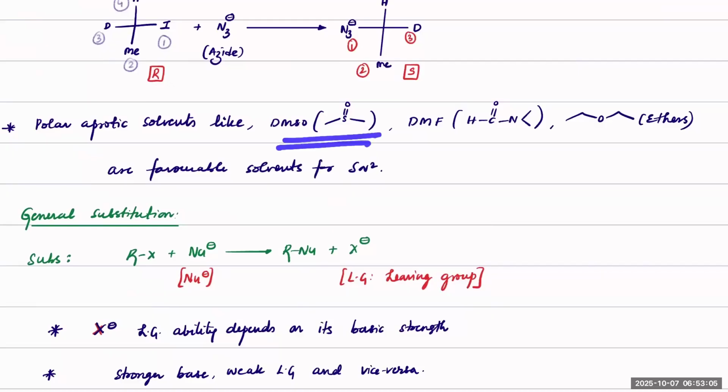The solvents which favor SN2 are polar aprotic solvents like DMSO, DMF, ethers. These are favorable solvents for SN2.